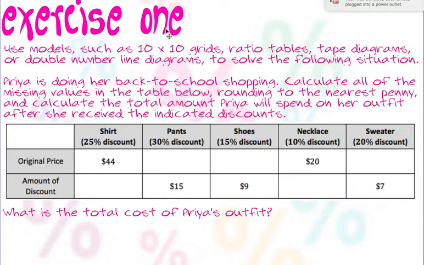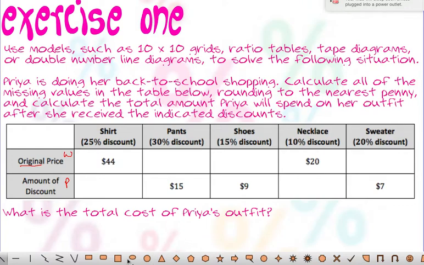So what I'm actually going to do here is I'm going to do one with you, and you're going to check back, and then you're going to do the last three on your own. So here I'm looking at an original price of $44. Again, original price. If it's the original price, this is our whole, and amount of discount would be our part. In this case, the shirt was 25% discounted, so it's 25% off. So if I'm taking 25% off, I know we really have liked the tape diagrams lately, so let's stick with that.